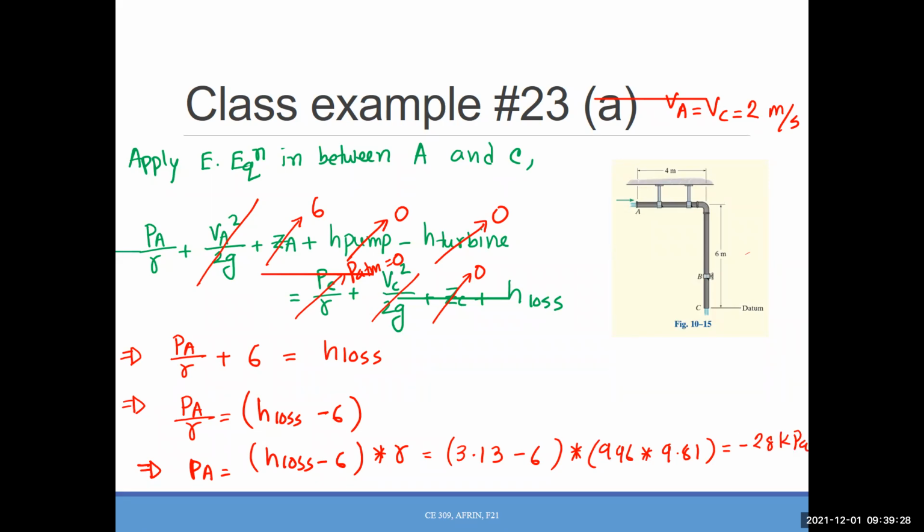The reason you are getting negative is because section A is just a cut section from a whole system. It's not the beginning of a system. So since you're taking a section from the whole setup, that's why it's negative pressure inside that pipe. That means it's suctioning water from the other side. Okay.